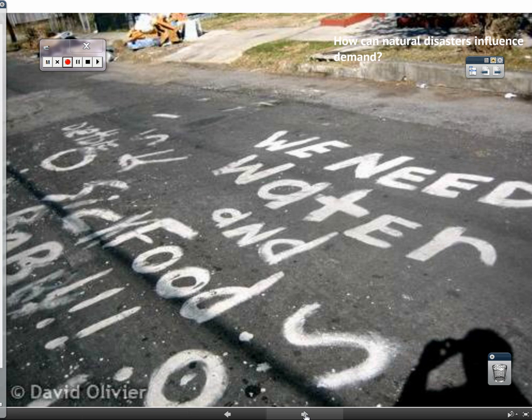We need water and food. What about a disaster? If that water that you are used to getting from the water fountain shuts off, where are you going to get your drinks? Will that increase demand? What about if you can't flush the toilet? Will that affect demand? Because disasters do affect supply.